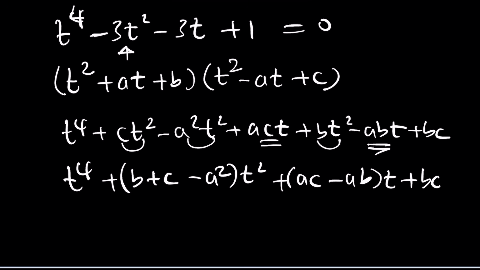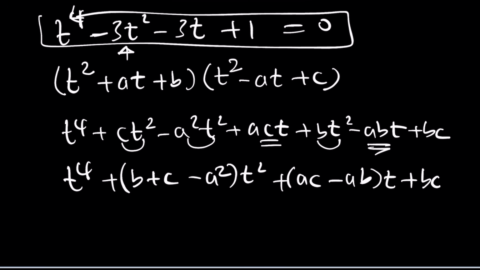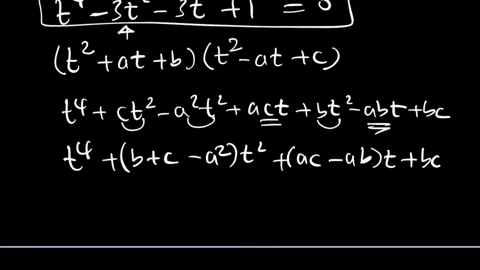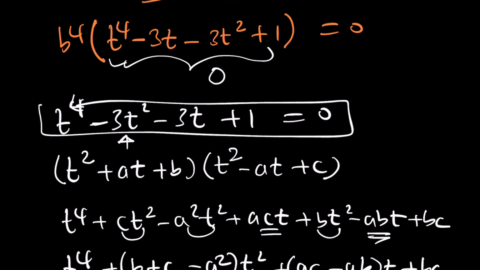And since this is equal to that, we can go ahead and set the coefficients equal to each other. This is supposed to be negative 4. This is supposed to be negative 4. And this is supposed to be 1. Now, b equals 1, c equals 1 does not work. b equals negative 1, c equals negative 1 does not work. As far as I know, I could be wrong, but let's go ahead and check that real quick.